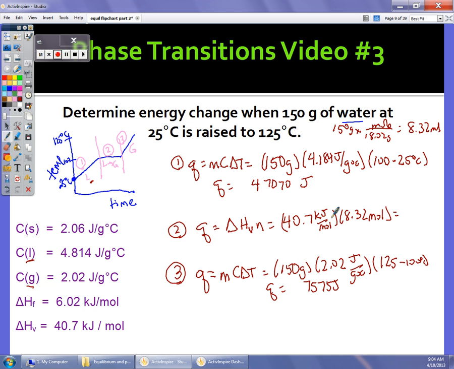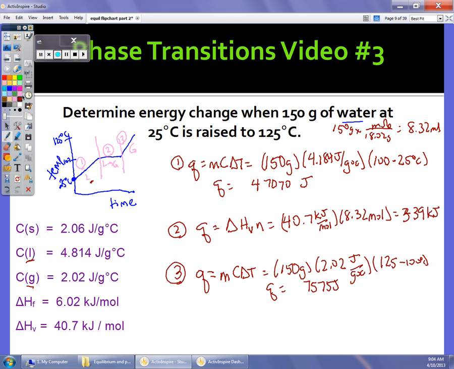Up here, when we multiplied, our number was 339 kilojoules. Okay, so the question is, what's your energy change when it goes from 25 to 125? We know the energy change for each individual step. You will want to add these together to get the overall answer.